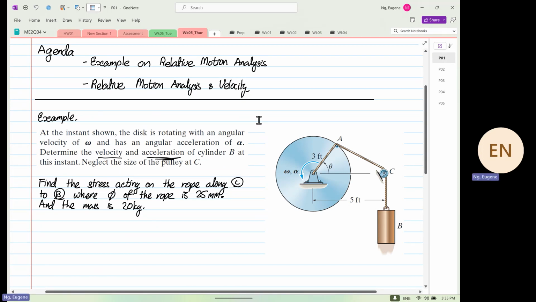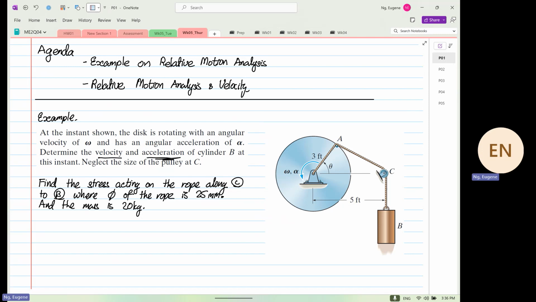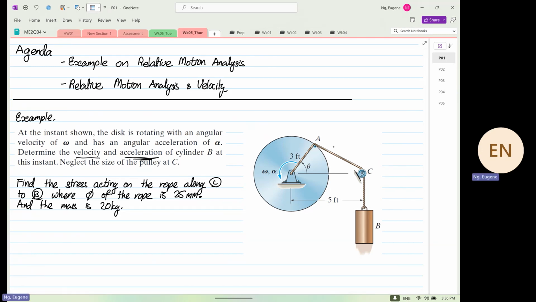Right, so let's look at this problem over here. So the first thing, like what we have, right? So we know that we have to find velocity of AC and acceleration, or I put small a, of AC. And because it's a rope, this happened to be velocity of AC also, and acceleration of AC. Okay, let's focus on that.